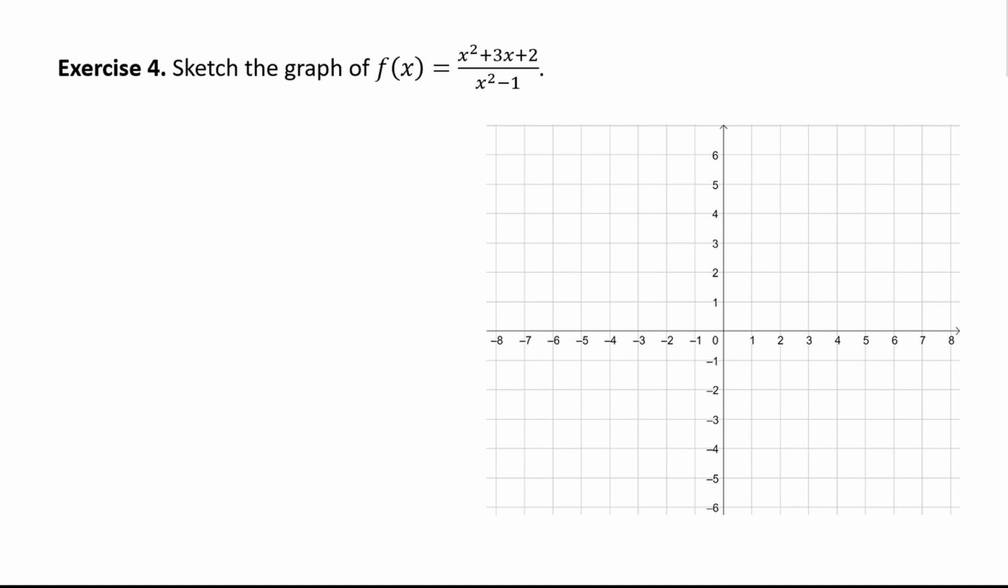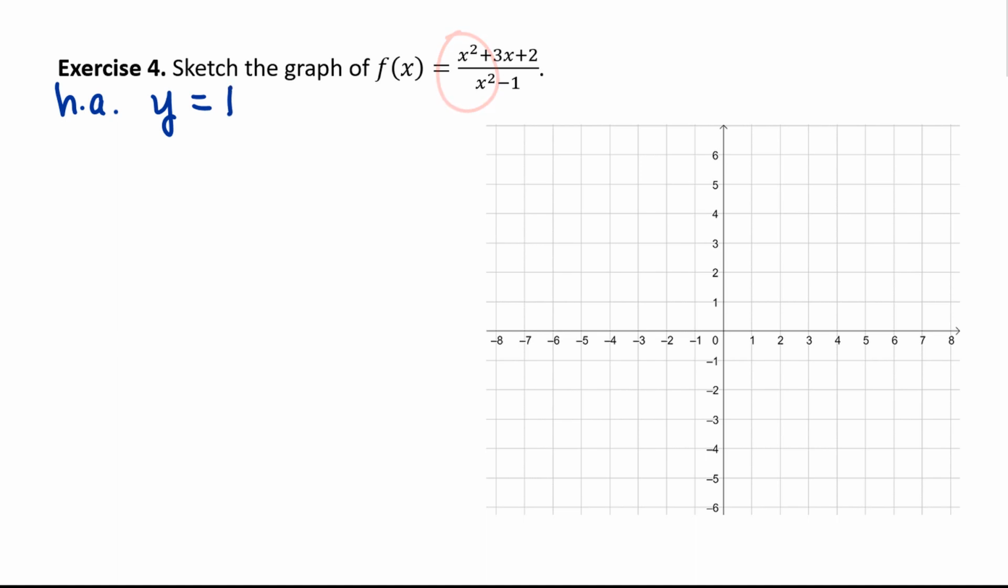Sketch the graph of f of x equals x squared plus 3x plus 2 quantity divided by x squared minus 1 quantity. This rational function, I begin by finding the horizontal asymptote, which I will denote with h.a. The horizontal asymptote is a horizontal line, so it's going to be y equals. When the degree of the numerator and the degree of the denominator are the same, the horizontal asymptote exists, and it is the ratio of the leading coefficients. So this one will be 1.